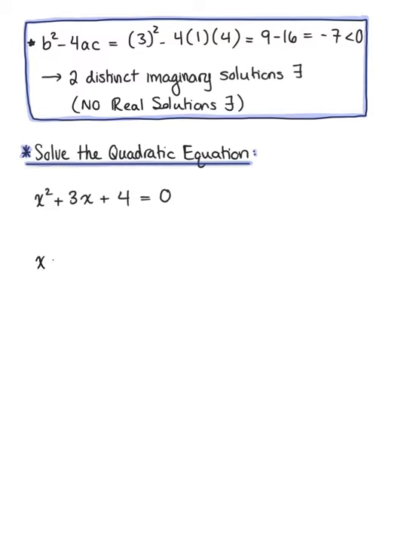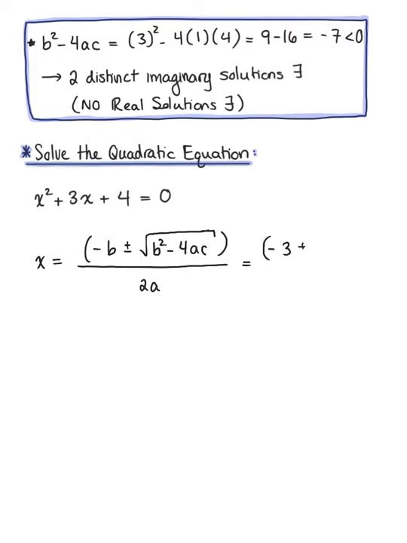So this time, let's actually use the quadratic formula. So we have minus b plus or minus the square root of b squared minus 4ac, our discriminant, all divided by 2a. So this is going to be equal to, we have minus 3 plus or minus the square root of the discriminant, which we found above to be negative 7, all divided by 2 times 1. So we can simplify this a little bit further. We have negative 3 plus or minus.